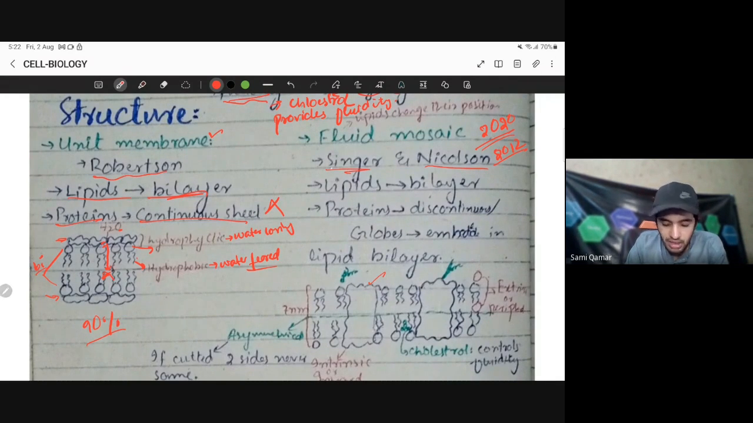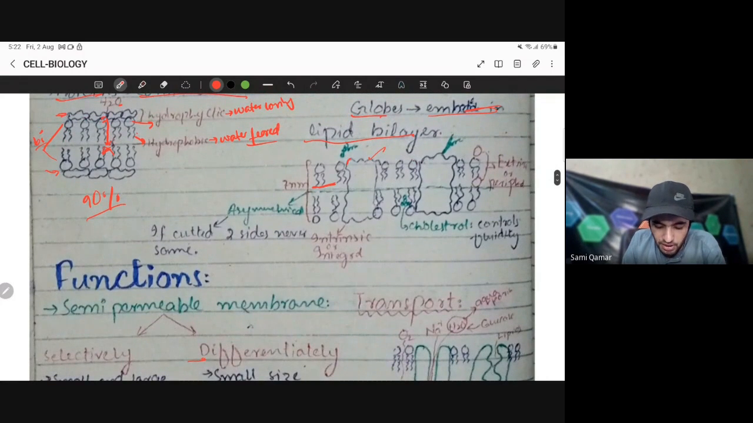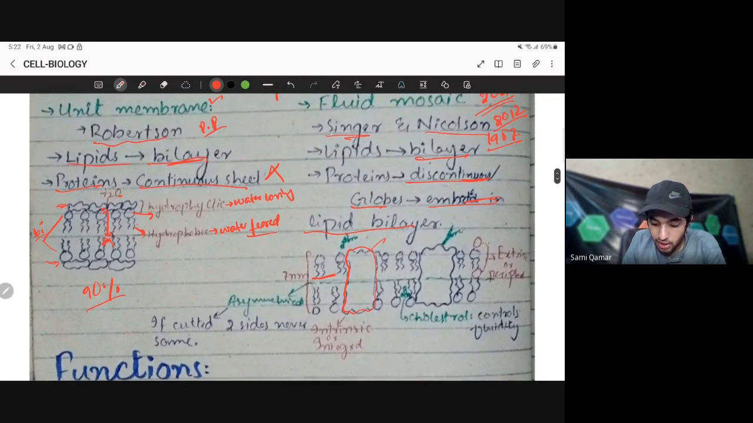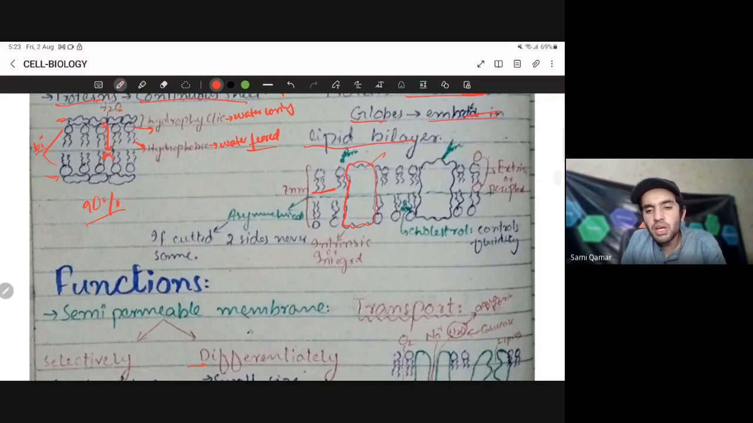The unit membrane model has been asked about in past papers. Now the next model was given by Singer and Nicholson, I think in 1957. Actually, it's 1972, sorry, thanks for the correction. They said lipid is a bilayer and proteins are discontinuous. They said proteins form globes embedded in the lipid bilayer. See here, this is the lipid bilayer, and these are the globes of protein embedded in it. Don't worry about dates, they never ask about dates in biology.